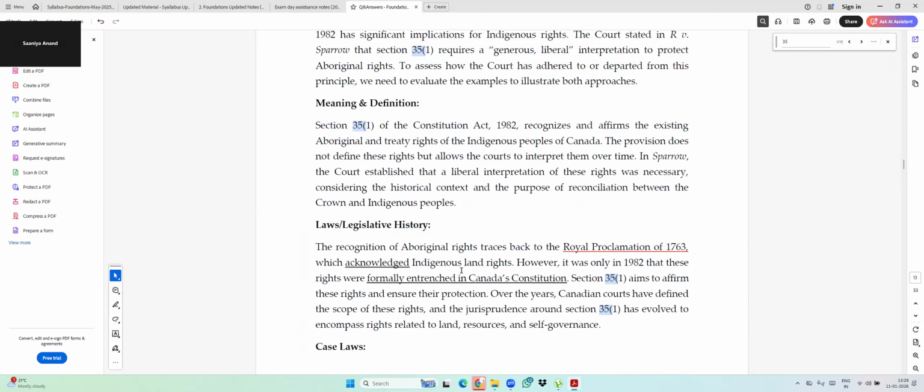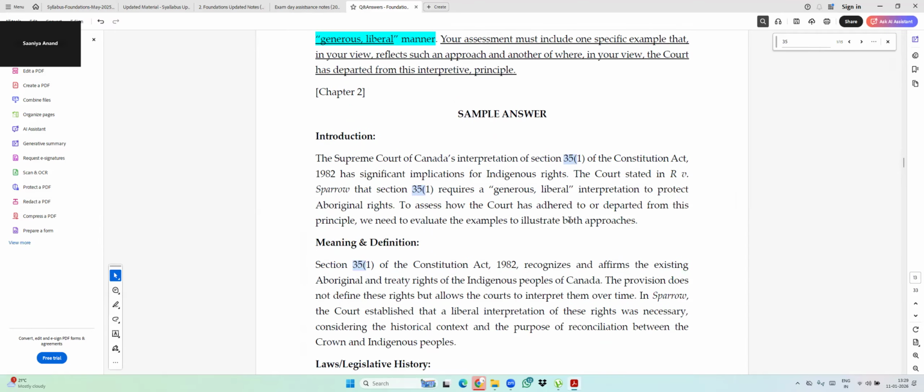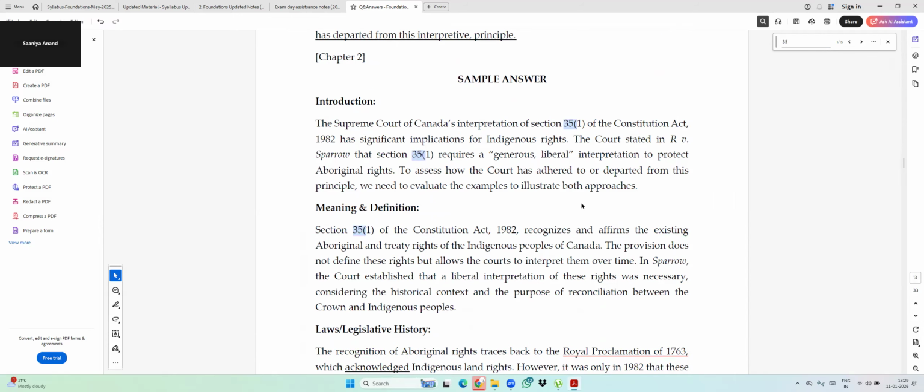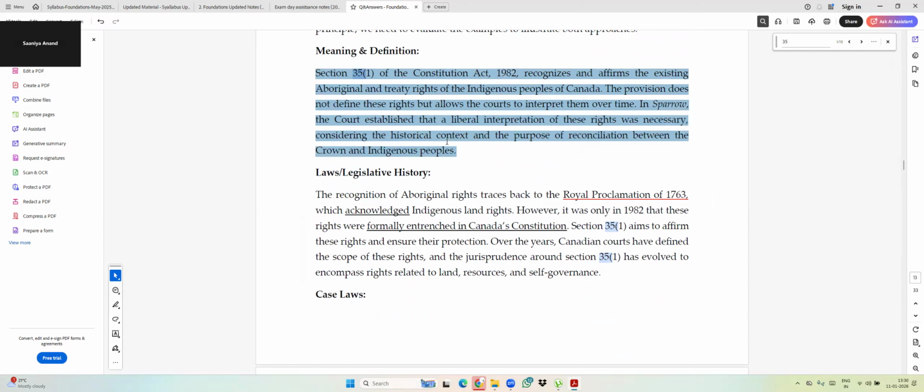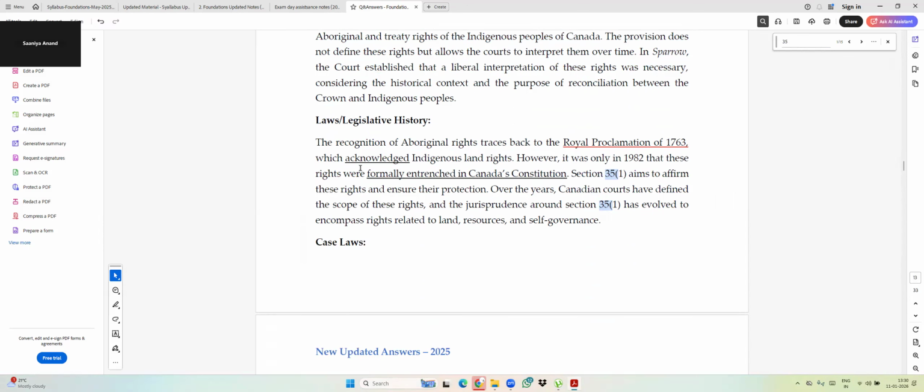So that's how you can write your answer flow. For any question that comes on Aboriginal people, you can put the elements of Section 35 first. Then you can put the history, because here it is directly about 35, but otherwise you can go directly to the history. The legislative history: Aboriginal rights recognition traces back to the Royal Proclamation of 1763, which acknowledged indigenous land rights. However, only in 1982 were these rights formally entrenched in Canada's constitution, and it affirms so and so things.